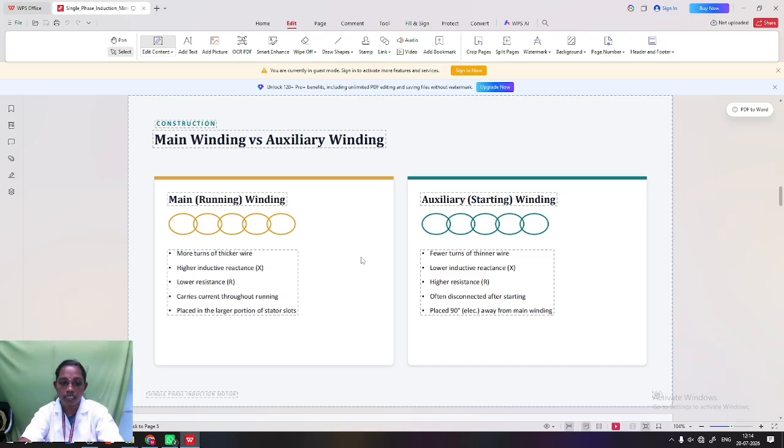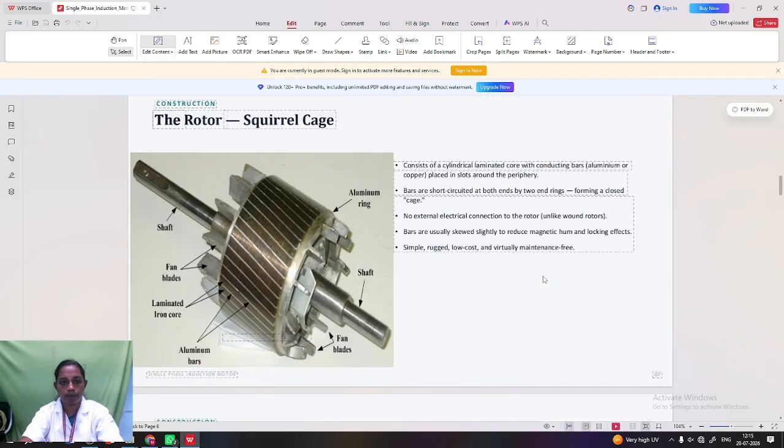The main winding carries current throughout the running, while the auxiliary winding is often disconnected after starting. It is placed in the larger proportion of stator slots, 90 electrical degrees apart from the main winding. These are the major configurations of the main and auxiliary winding. Based upon the property only, we have preferred auxiliary and main winding. This auxiliary winding is mainly preferred for the starting purpose only, which is used for creating the rotating magnetic field. Because the pulsating magnetic field does not produce a starting torque, in order to convert a pulsating magnetic field into rotating magnetic field, we have preferred starting winding with the following property characteristics.